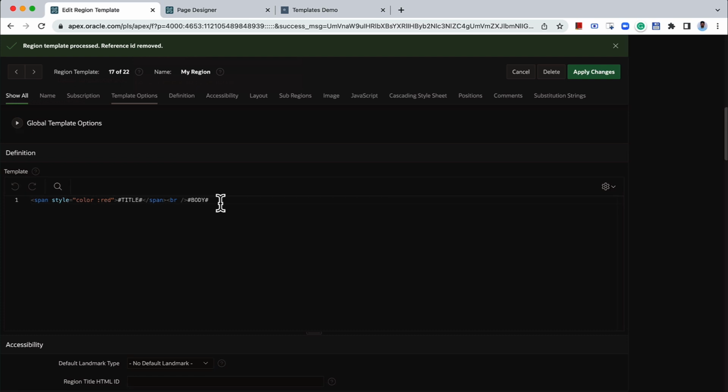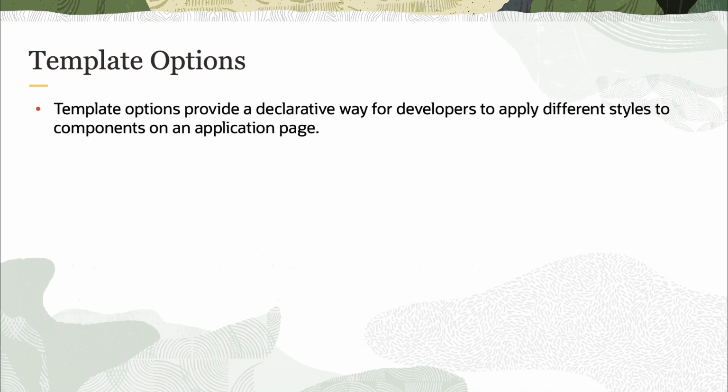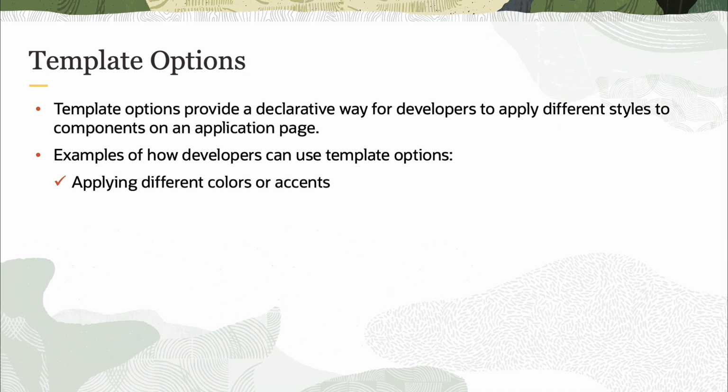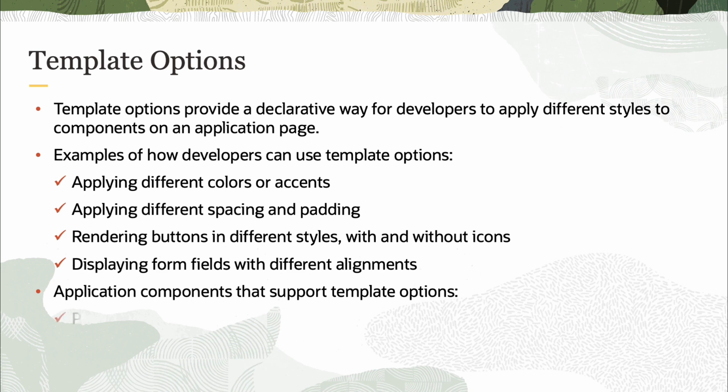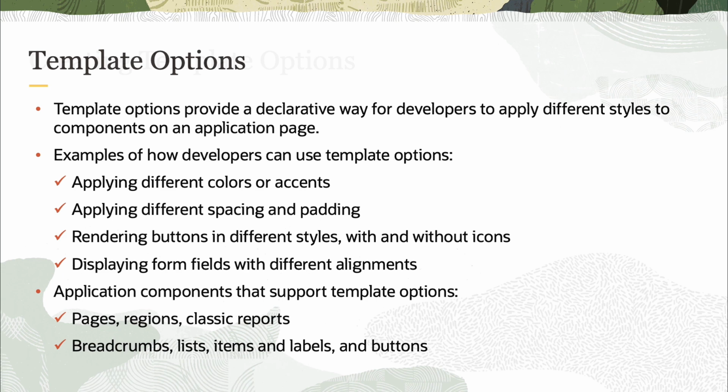Now let us go to the next topic in this lesson, template options. As the name suggests, template options are a way to provide your developers different styling options in the templates for their components. For example, you can provide different colors as options for a given template. You can also provide different spacing and padding options. If you have a button, you can provide different styles for the button, like the ones with and without icons, etc. You can also have template options for form fields with different alignments. Template options are supported by pages, regions, classic reports, breadcrumbs, lists, items, and labels and buttons.